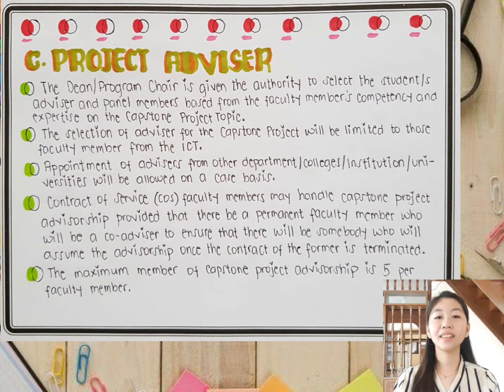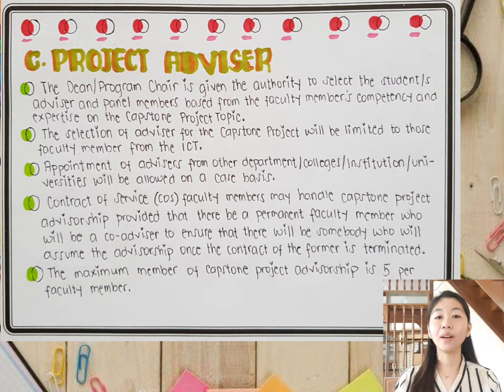C. Project Advisor. The Dean or Program Chair is given the authority to select the student's advisor and panel members based on the faculty members' competency and expertise on the capstone project topic. The selection of advisor for the Capstone project will be limited to those faculty members from the ICT. Appointment of advisors from other departments, colleges, institutions, universities will be allowed on a case basis.